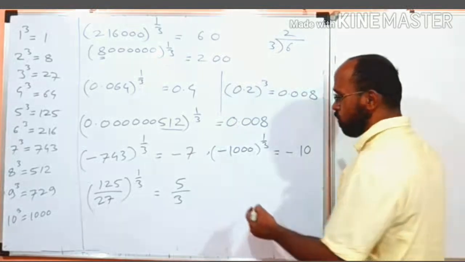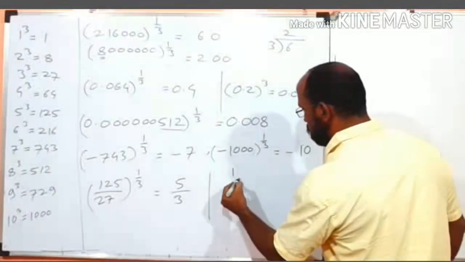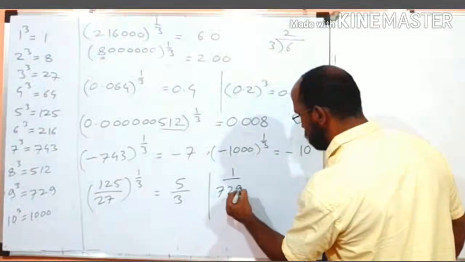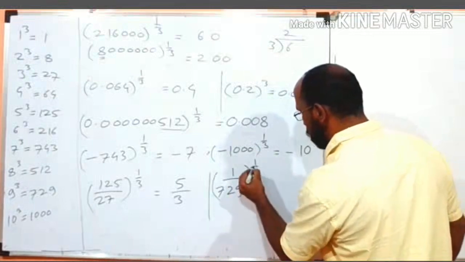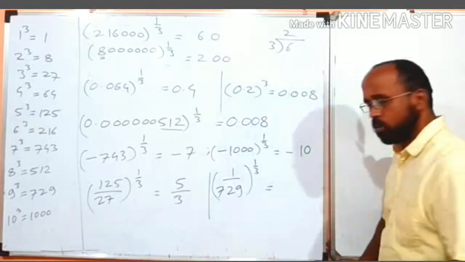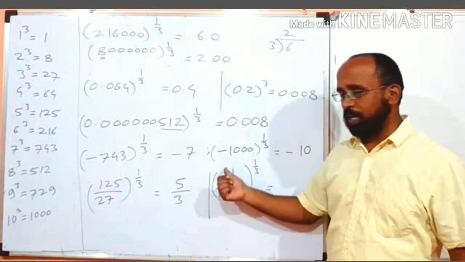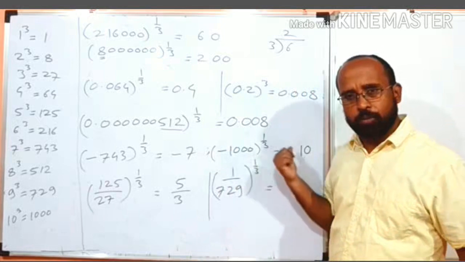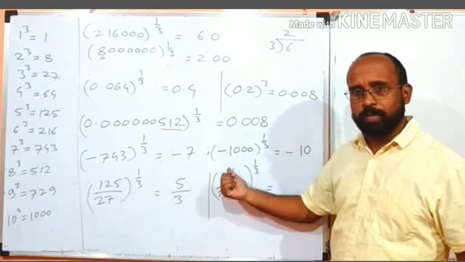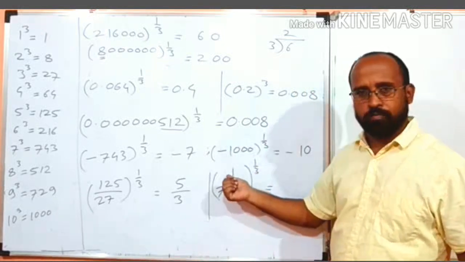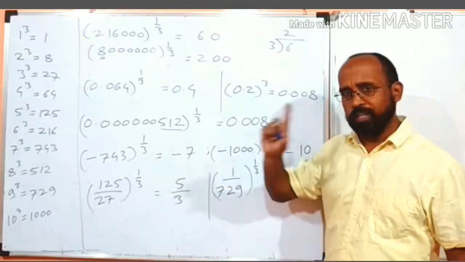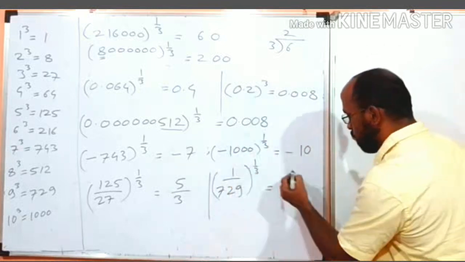Let us see one more example. 1 upon 729. So what do we have to do? We are finding the cube root of a fraction. So let's write the cube root of the numerator at the numerator. The cube root of the numerator at the numerator, 1. What is the cube root of 1? 1 itself. So the cube root of 1 is 1.